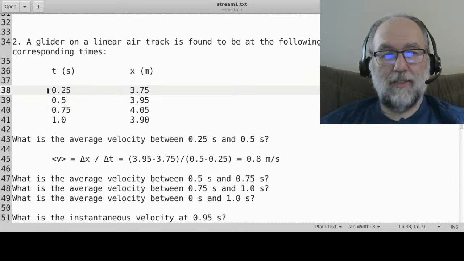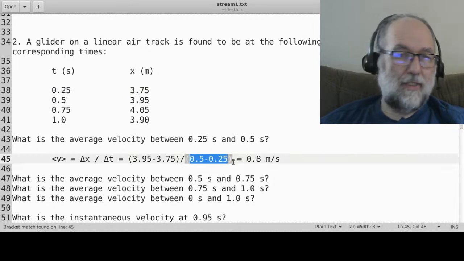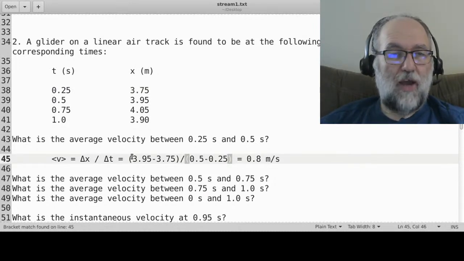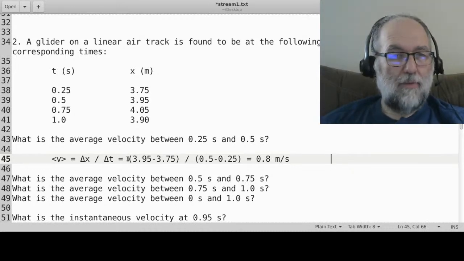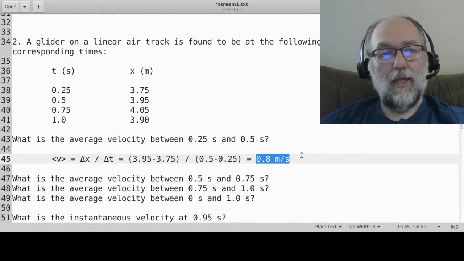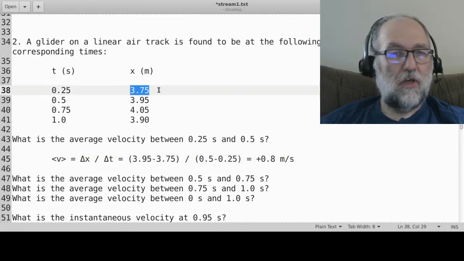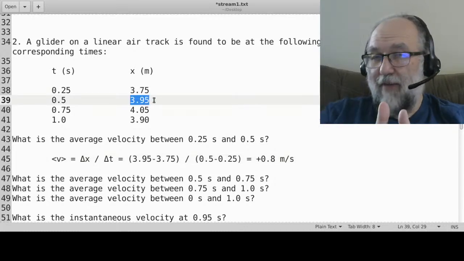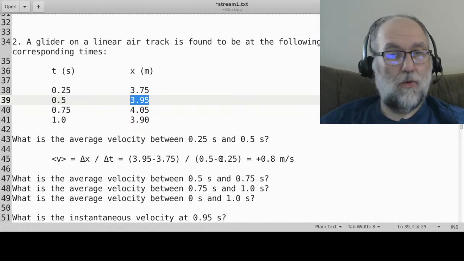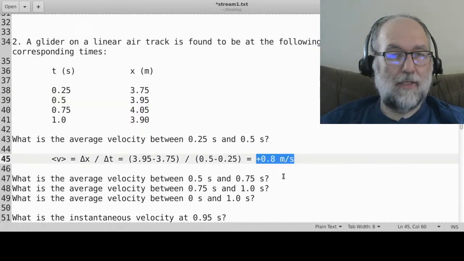Your delta t is your change in time, so it's always the final time minus the initial time. The final time was 0.5, the initial time was 0.25, and there it is in the denominator, 0.5 minus 0.25. Now, if you calculate this, it's a fraction, and I'm sorry, in the text editor, I really can't put one number over top of another, but this is the numerator and there's the denominator. If you work that out in your calculator, you get 0.8 meters per second. And it's got to be positive, because x is increasing. You started at 3.75 and you went to 3.95, so you're moving in the positive x direction, and that's why the velocity has to be positive.